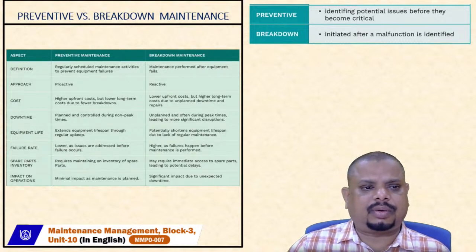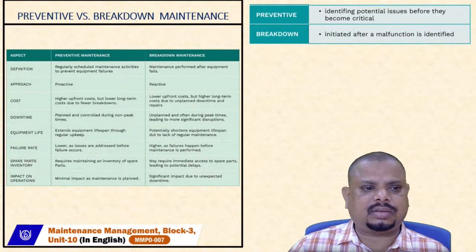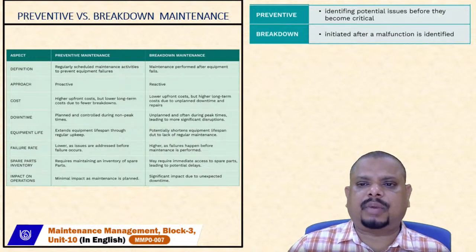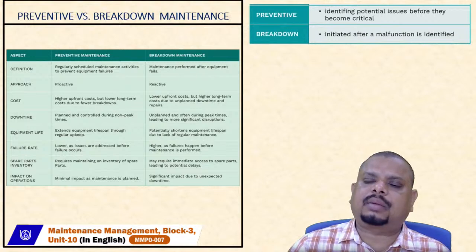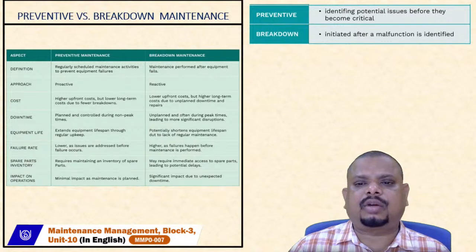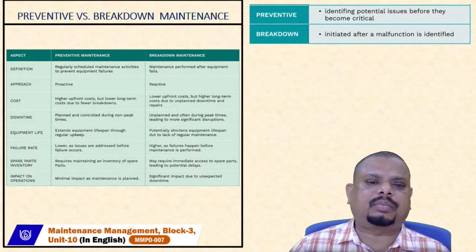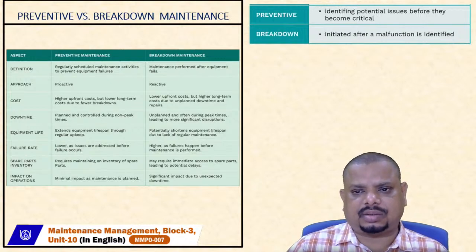I repeat, if you go to the fundamental aspect of preventive versus breakdown maintenance, the regular scheduled maintenance is known as preventive maintenance, done before the critical error. But in case of breakdown maintenance, it is initiated after the malfunction, or you can simply say performed after the equipment fails. This is the basic definition.